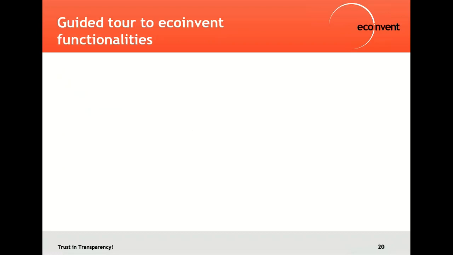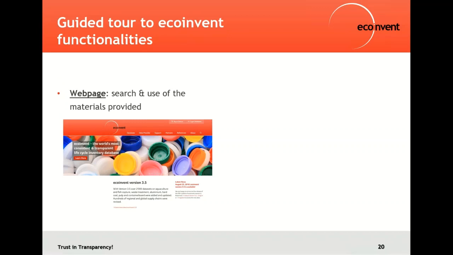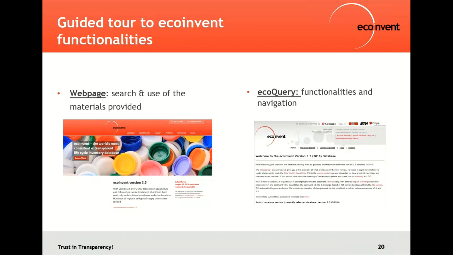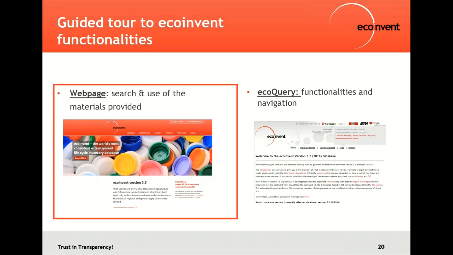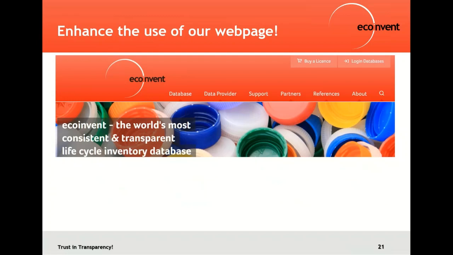Okay, so let's start. So the idea is to focus on two aspects, one being the web page itself, so how to search and how to use all the materials we provide in the web page. And the other part is to show you the ecoQuery, how it functions and how to navigate in the ecoQuery, which, as I said, is the way you can access the ecoinvent database through the ecoinvent web page. So let's start with the web page. This is a screenshot of our web page, and there are three main things I would like to introduce to you. Three main tabs in this web page.